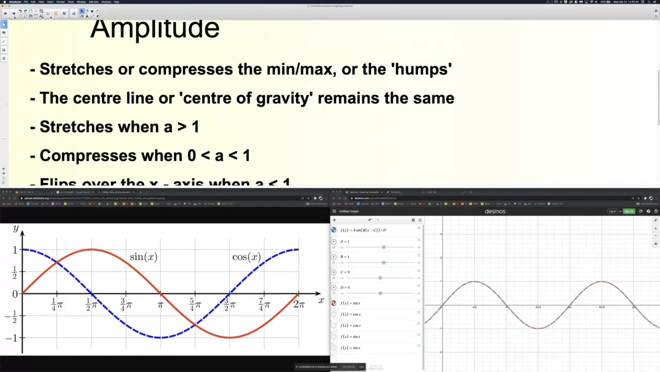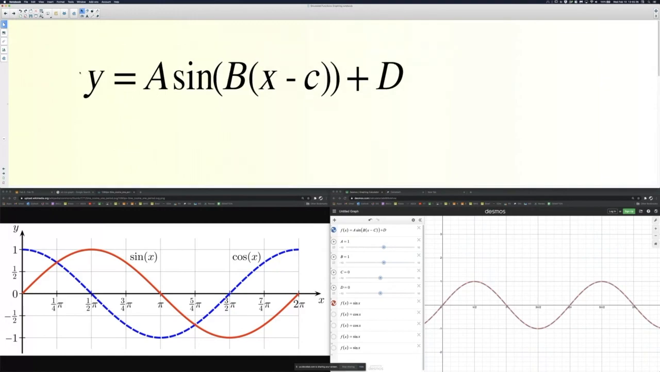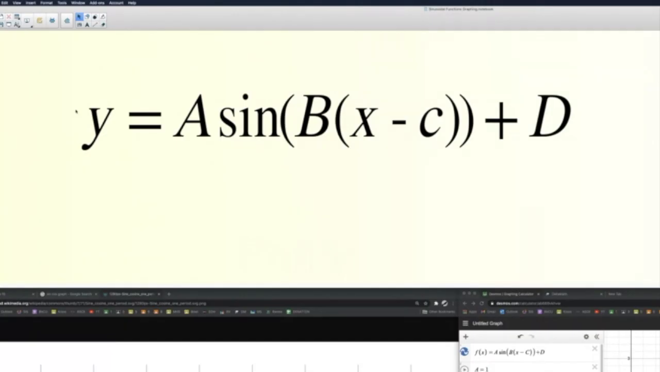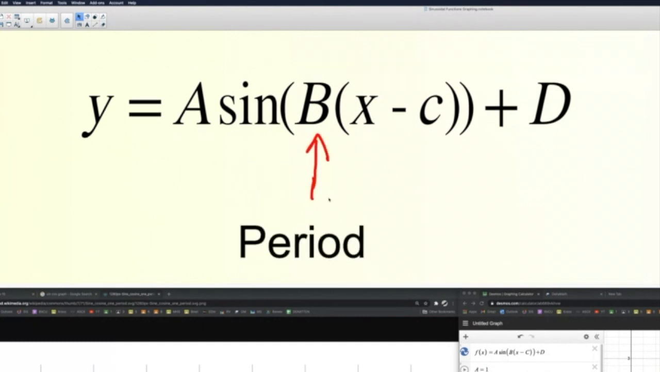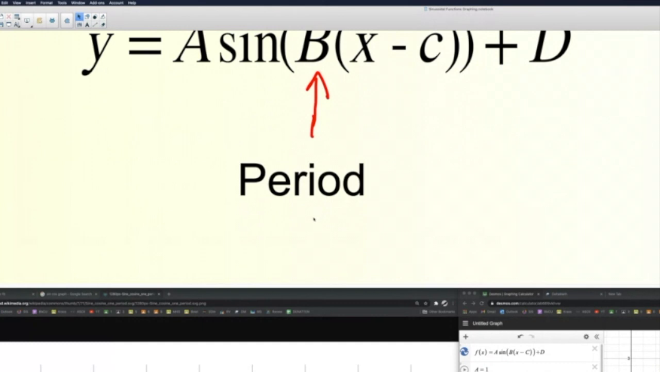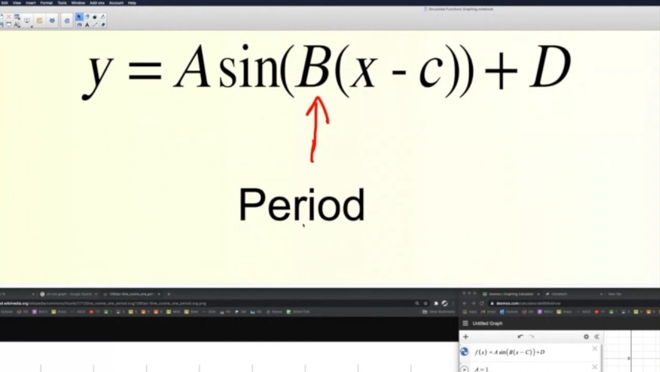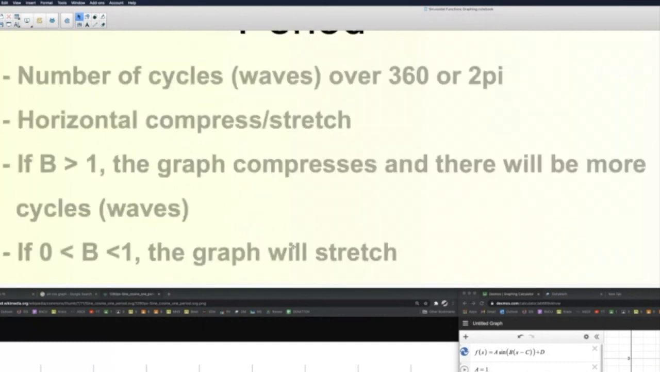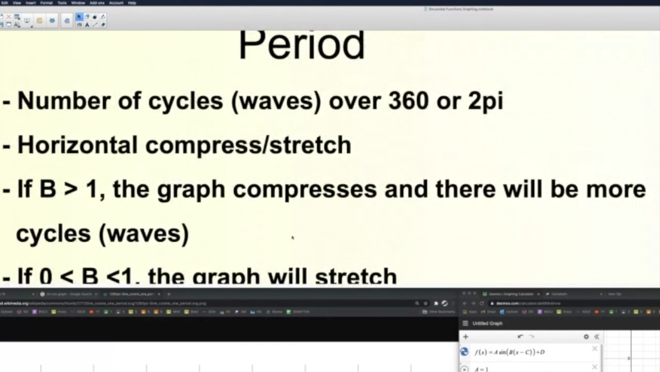That's pretty cool. Next letter. Let me look at my alphabet really quick. A, okay, B comes after A. And so B stands for the period. In my opinion, it's the most important part of this function because it tells us the number of cycles or waves we have over, if we're using radians, 2 pi. If we're doing degrees, it's 360.